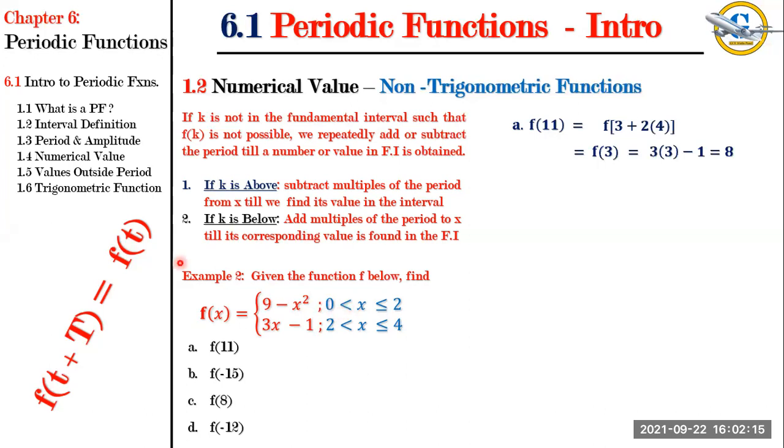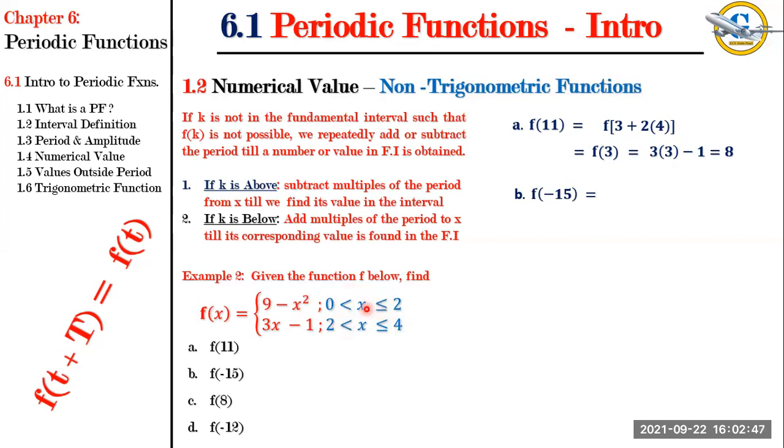Now the next one we have is f of minus 15. Now in the case of minus 15, we don't have any value of x defined in this interval that is negative. So we see that this negative 15 is below this interval. This is what the second point is explaining. So if the value of k is below, we will continuously add the period until we have a value in this fundamental interval. So what we're going to say is we have minus 15 plus 4, it's minus 11. It's not still found here.